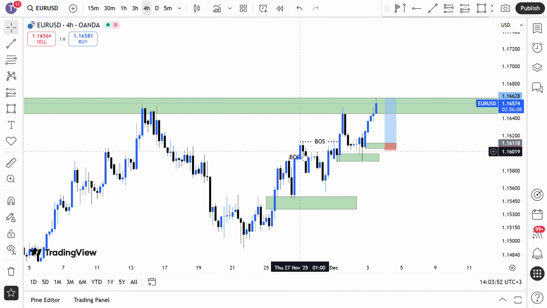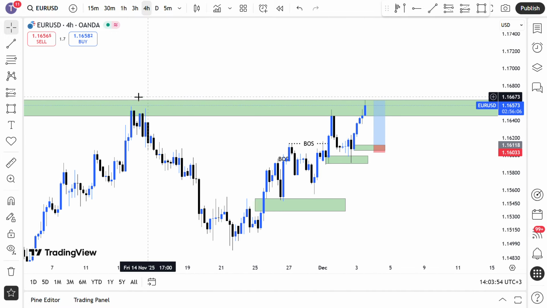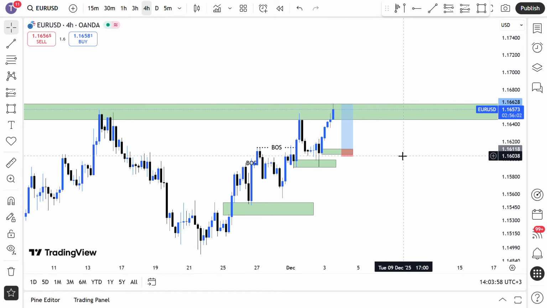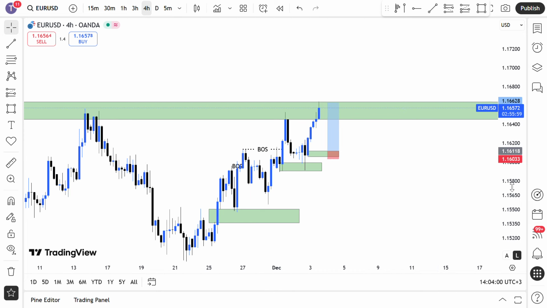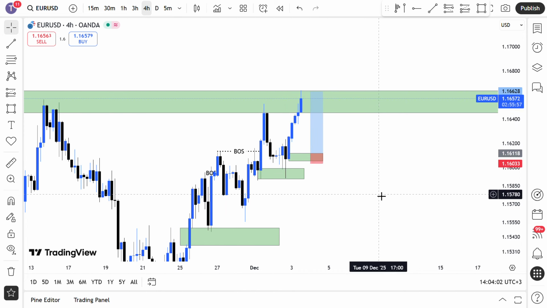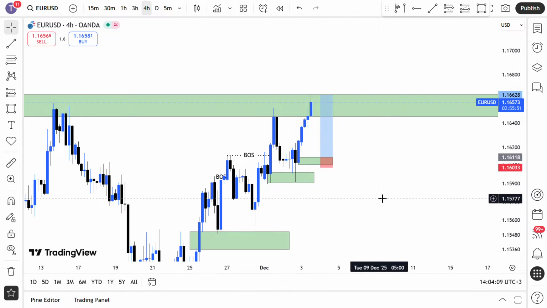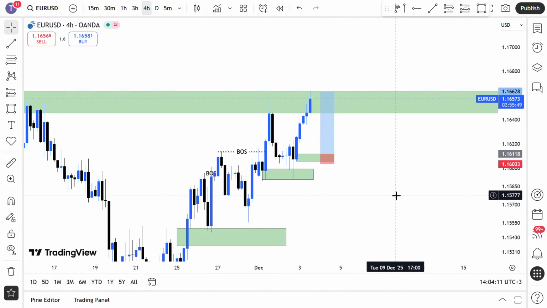Let's wait. We have break of structures to the upside, and once this high has been cleared, we'll be looking to look for more buys and more buys to the upside. So that is it on my Euro USD. We have some fair value gaps being left behind. So let's wait to see what the price will be doing, and we will react with how the market reacts.